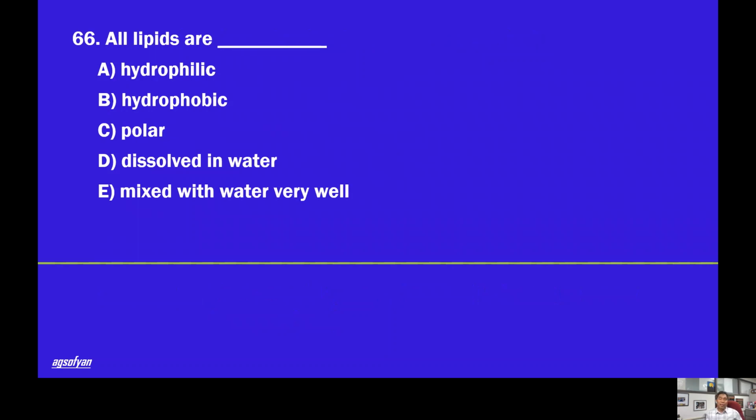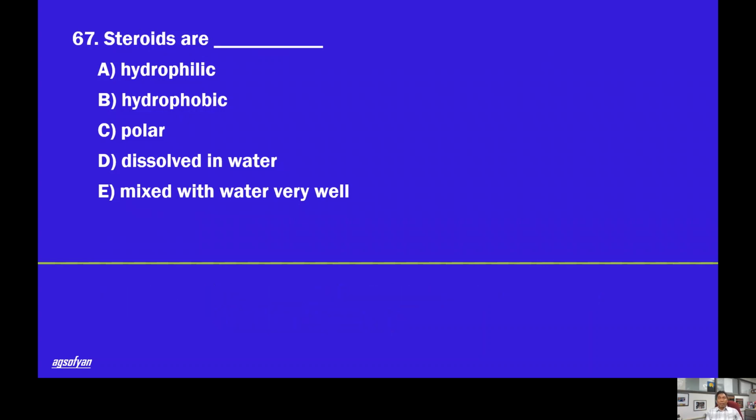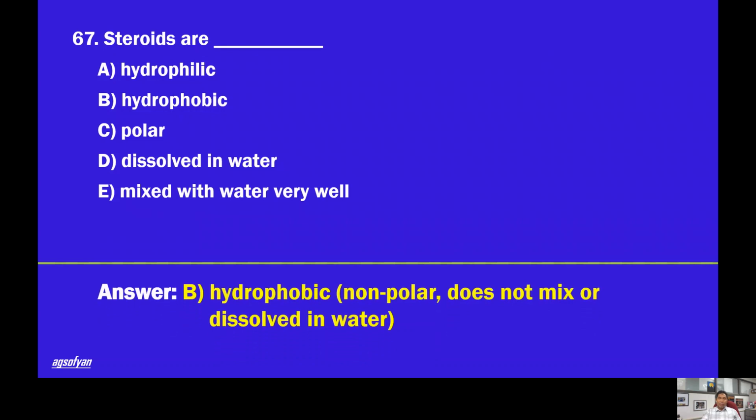66. All lipids are A. hydrophilic, B. hydrophobic, C. polar, D. dissolve in water, E. mix with water very well. Choose your answer. Yeah, all lipids are hydrophobic, they fear water, so they do not dissolve in water, so they are non-polar. 67. Steroids are hydrophilic, hydrophobic, polar, dissolve in water, mix with water very well. Choose your answer. Yes, steroid is a lipid, so it is hydrophobic.